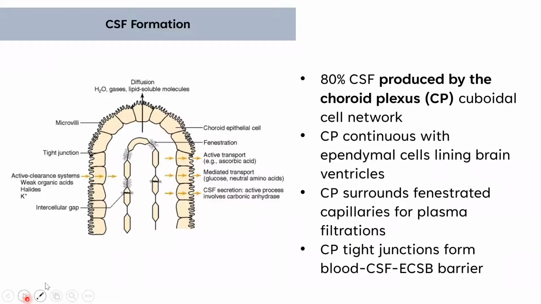So how is it produced and who produces? What structure produces CSF? So most of the CSF is produced by a special type of cell. So it's a cuboidal cell network called the choroid plexus. And you can find this cell network inside ventricles. It lines and it's continuous with the ependymal cells that are inside your brain ventricles. And these cuboidal choroid plexus networks surround all the capillaries that are going to be used for plasma filtration inside your brain. And as you can see, between one cell and another cell, there is a very, very tight space. So it's called the choroidal plexus tight junction that forms a very important barrier called the blood CSF barrier.